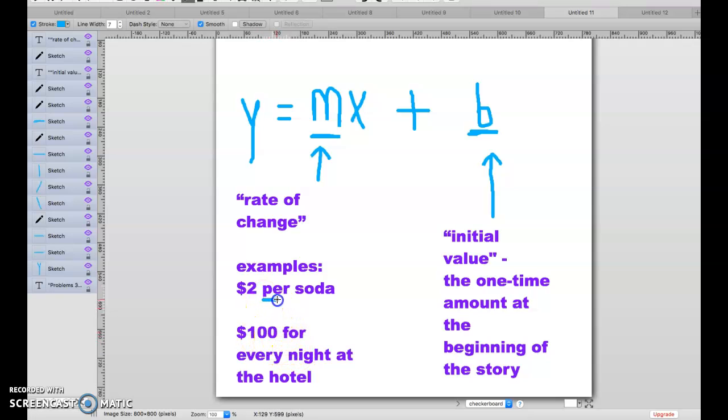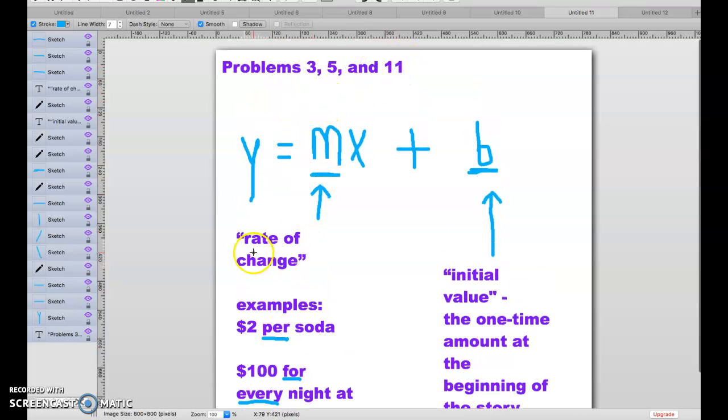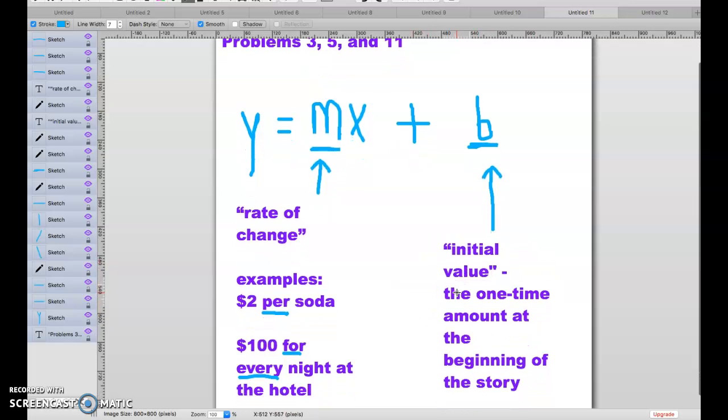Some key words also help here. Per is usually a word associated with rate of change. For every is another phrase associated with rate of change. The words for each are also associated with rate of change. So for problems 3, 5, and 11, think with as much common sense as you can about what's being described as the rate of change, what numbers are describing the rate of change, how the situation is changing, and what number is describing the initial value, the thing that happens up front and only one time.